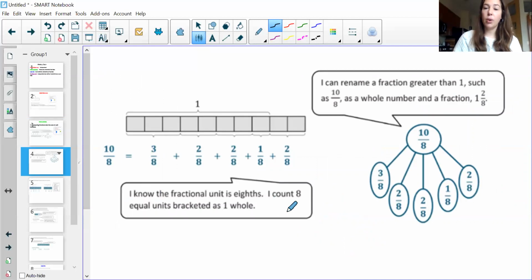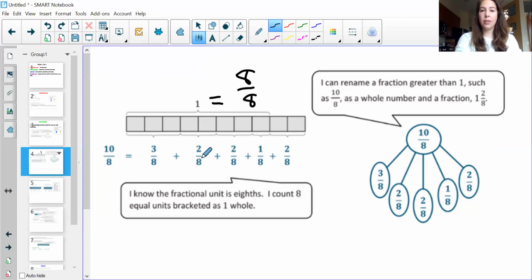Now, you can also decompose a fraction to help you change an improper fraction into a mixed number. So remember, an improper fraction is when your numerator is bigger than your denominator. For example, in this model, we have 10/8. Now this is greater than 1 whole. So if you look up here, our 1 whole is equal to 8/8. And that's what the bracket shows here. The bracket shows 8/8, and then 2 more makes 10/8.